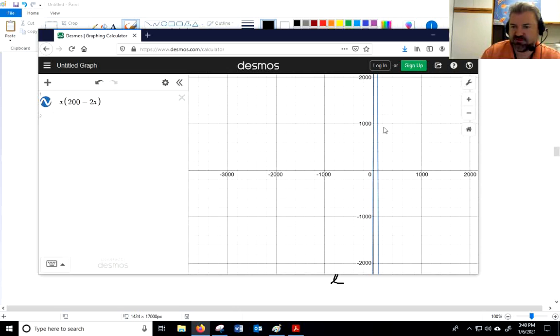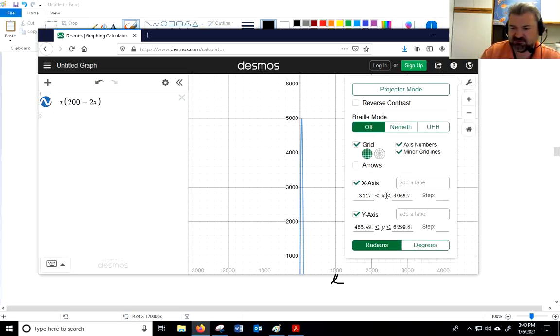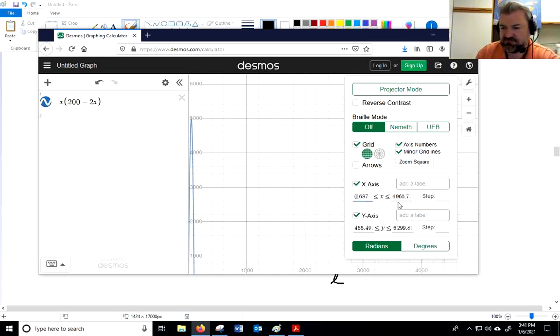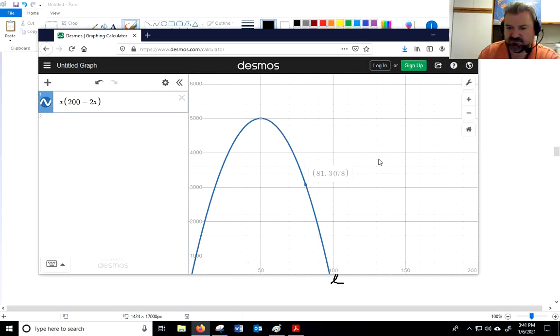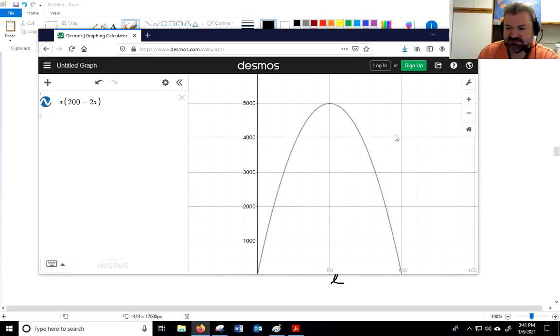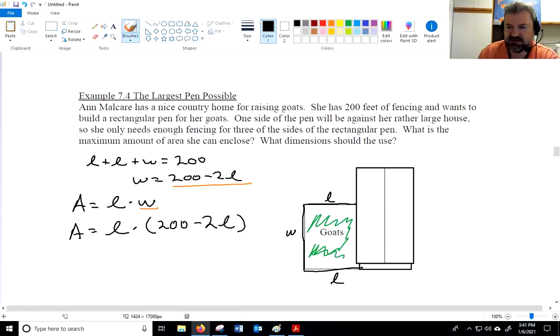Wow, this is a rather tall yet narrow thing. So I think it might be helpful if we just decrease this X down here to, well, I think anywhere from 0 to maybe 200 might be a better description of what's happening, since we only had 200 feet of fencing anyway. Okay, there we go. So it looks like if we make our width 50, we'll get 5,000 square feet in area, which is the max. I'm sorry, that's the length. We'll make the length 50.